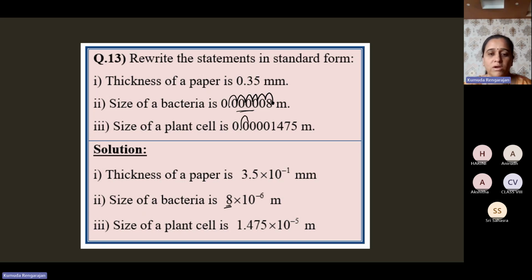Same here. 1, 2, 3, 4, 5. And the number becomes 1.475, which is between 1 and 10. But again, we've increased the value. So raise 10 to a negative power. And it will be minus 5 because 1, 2, 3, 4, 5 places.